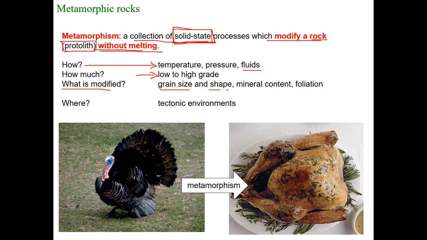And what is modified during metamorphism? Grain size, grain shape, the kind of minerals. There's also something that develops called foliation. Foliation is a preferred orientation to the grains, to the crystals in that rock. Where? Depends on the tectonic environment. Okay, and we're going to talk about the kinds of metamorphism you get in different tectonic environments.